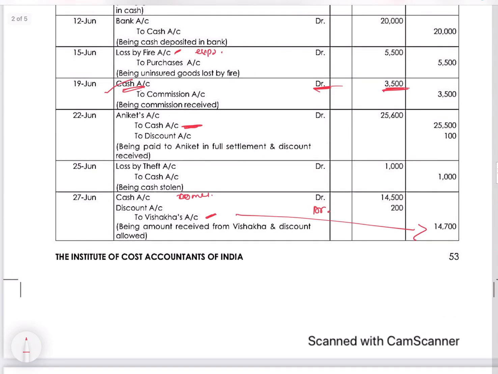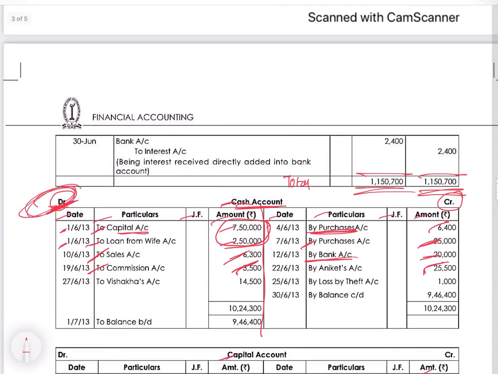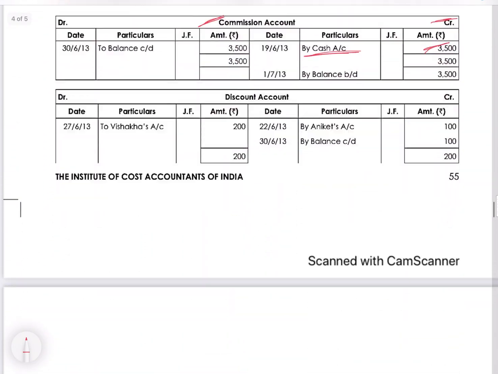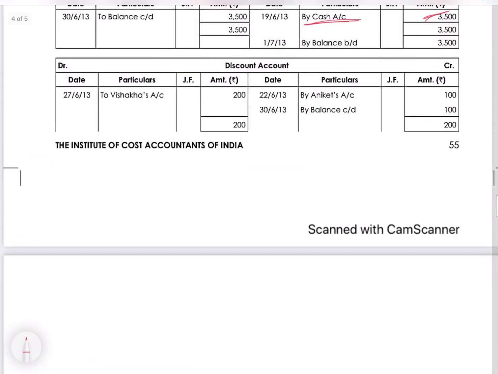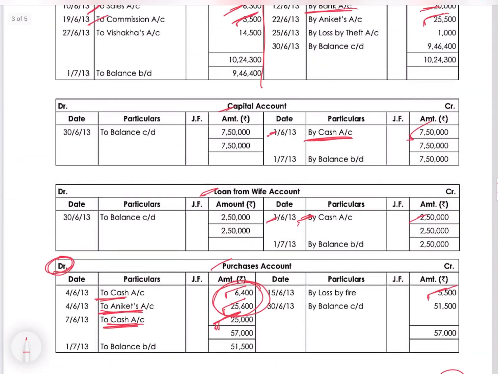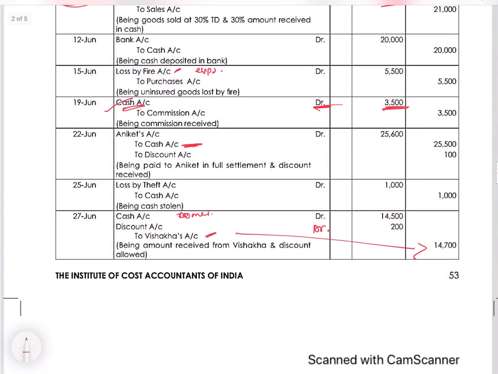And next is discount account to be credited. We don't have a discount account, so we'll open a ledger of discount and we will credit it by 100, by Aniket's account.